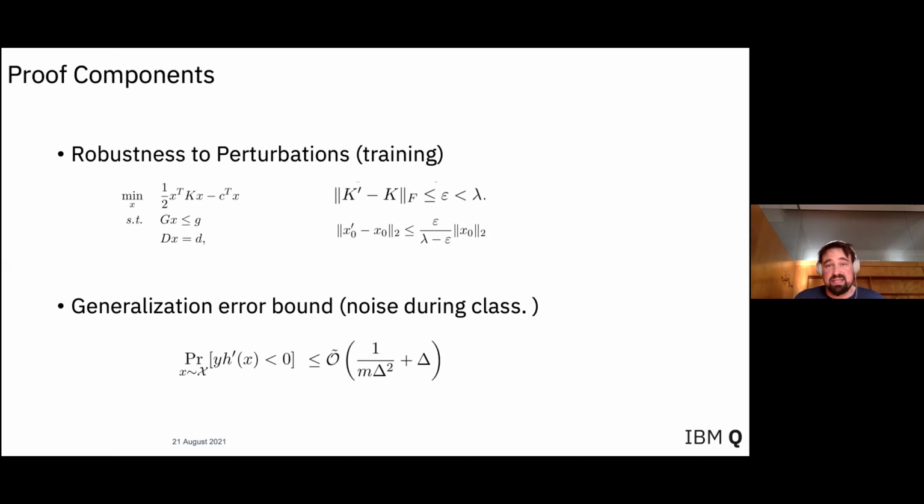Okay, and so that is essentially shown in that paper, and you can see basically that your upper bound scales as 1 over m delta squared plus delta. Where m is the number of training samples that you can see, delta is the function that I introduced earlier, which you can make decay polynomially. And so you basically get an upper bound that decays polynomially on your generalization error.